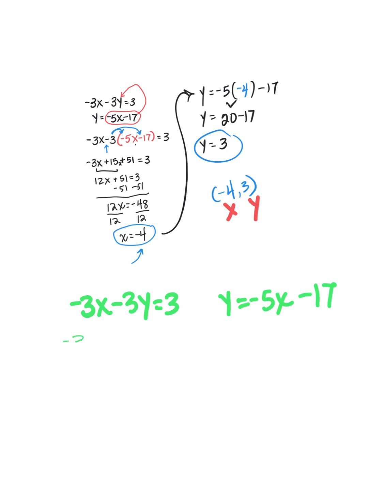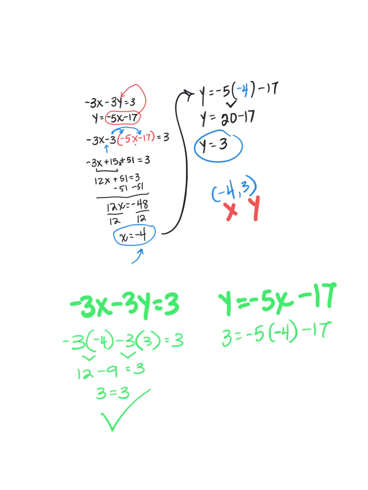So I have negative 3 times, instead of x, we have negative 4, minus 3 times y, which is 3, equals 3. That's 12. And negative 3 times 3 is negative 9. 12 minus 9 is 3. Hey, that one works. Let's try this one. Instead of y, we have 3. Instead of x, we have negative 4, minus 17. Negative 5 times negative 4 is positive 20. And 20 minus 17 is 3. And that's how we know we're right.